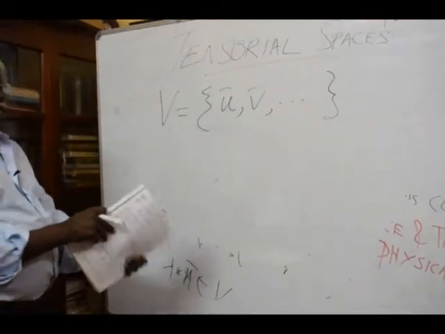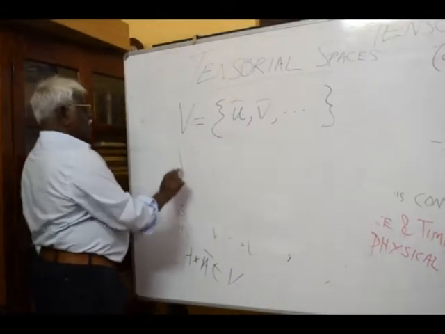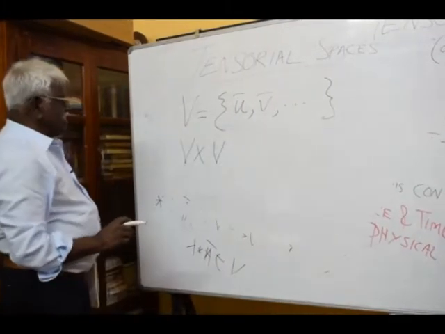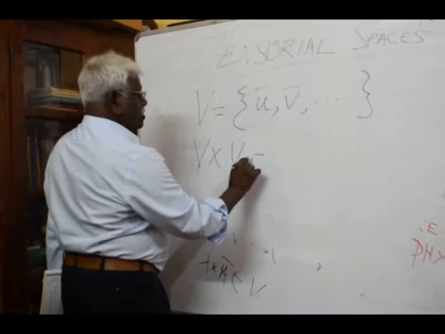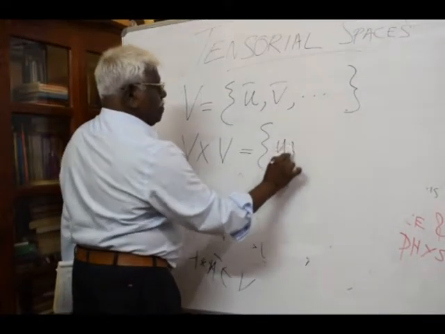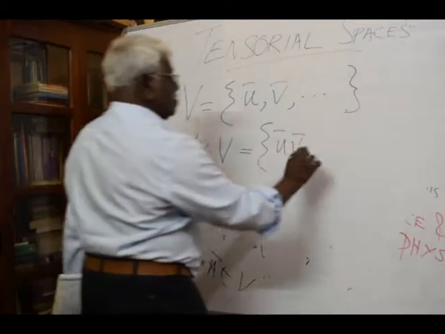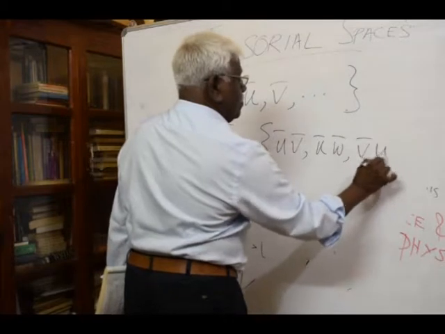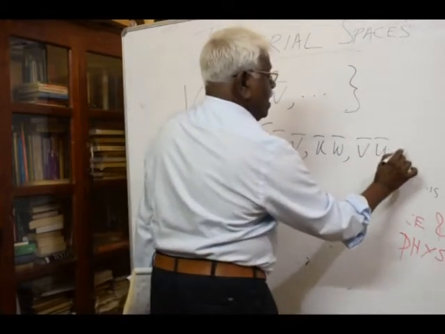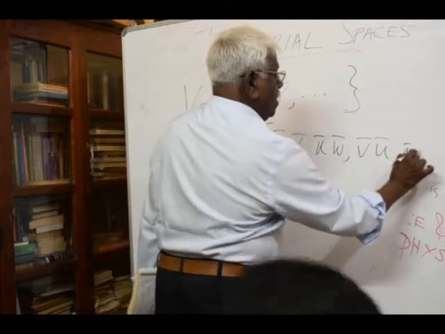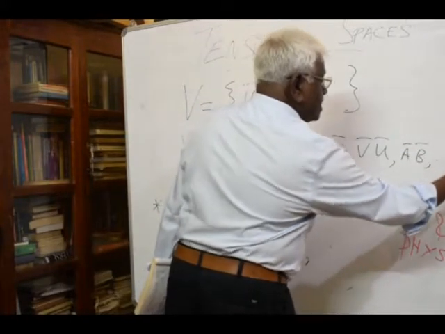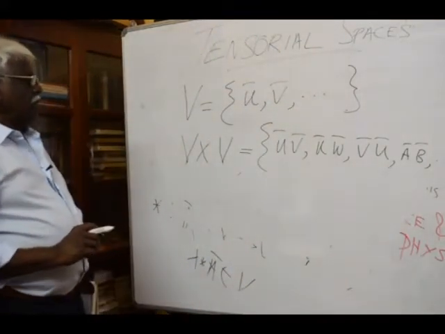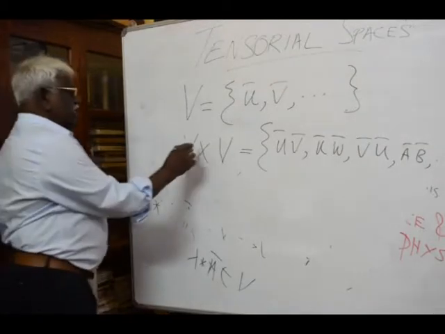Now construct a mathematical space V cross V equals UV, UW, VU, say AB. So we construct the mathematical space V cross V equals, let this be like this.